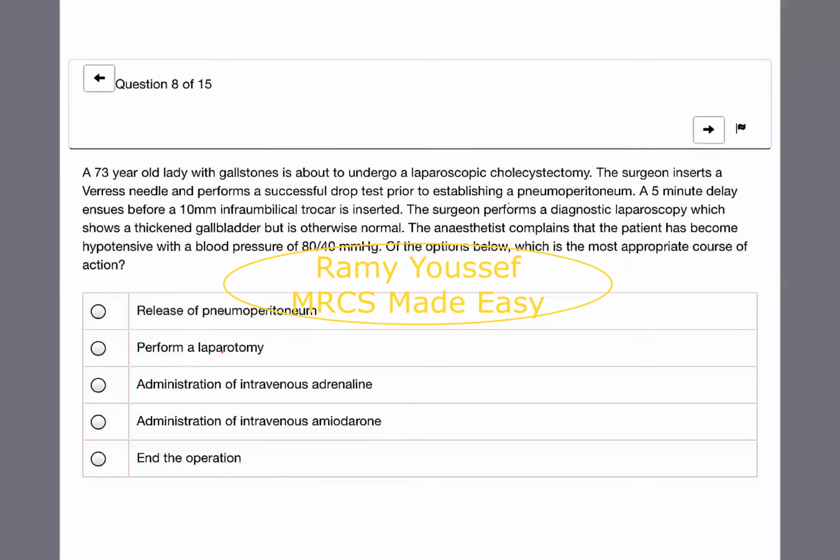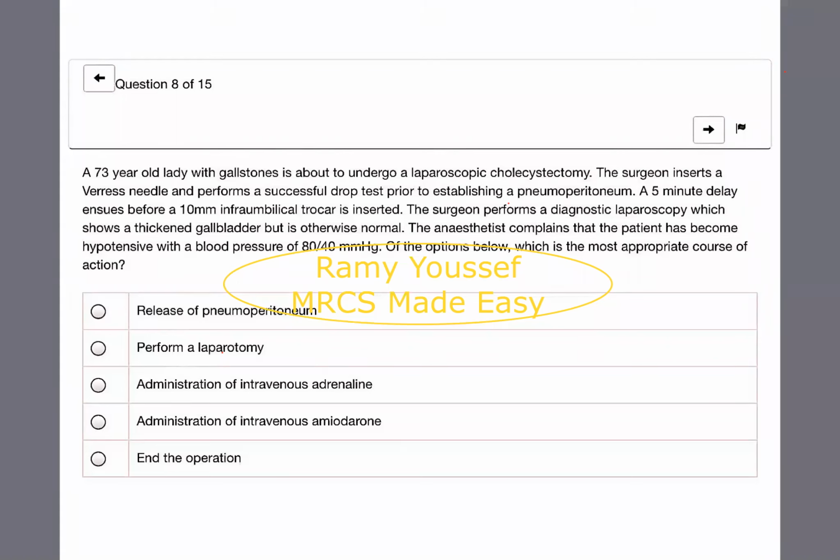Of the options below, which is the most appropriate course of action? Release of pneumoperitoneum, perform laparotomy, administration of intravenous adrenaline, administration of intravenous amiodarone, and so on. Release of pneumoperitoneum. That's what I think, the release of pneumoperitoneum. Exactly. What do you expect happened?